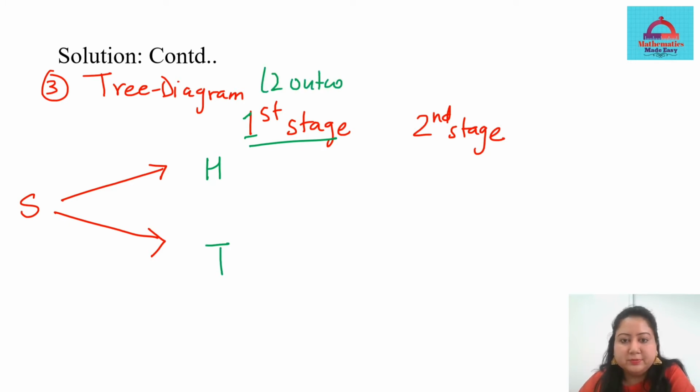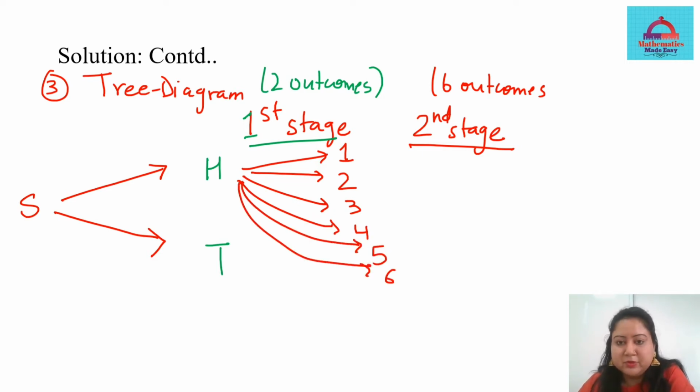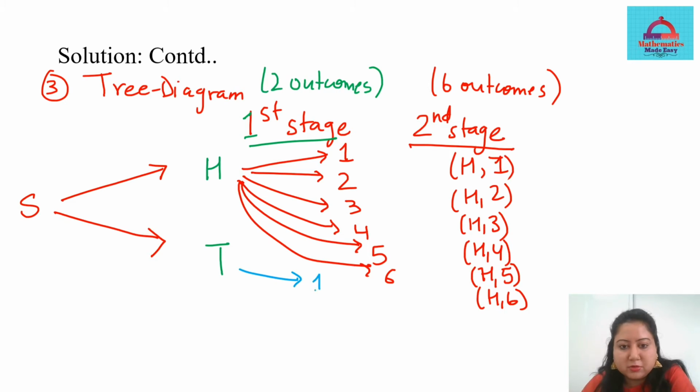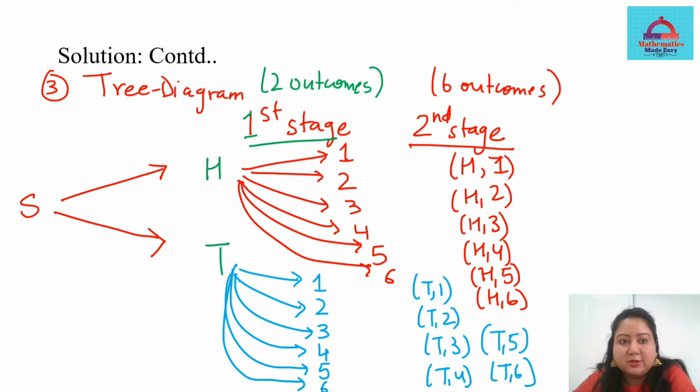For the second stage, there are going to be 6 outcomes, and each part, head or tail, is going to be divided into 6 branches for the tree diagram. As you can see, for head there are going to be 6 outcomes in the second stage: head and 1, head and 2, head and 3, head and 4, head and 5 and head and 6. Similarly, for the tails, there are going to be 6 branches for the 6 outcomes that will come in the second stage, and these outcomes can be listed as T1, T2, T3, T4, T5 and T6. So this is how the tree diagram looks for the 2 stages for this question.